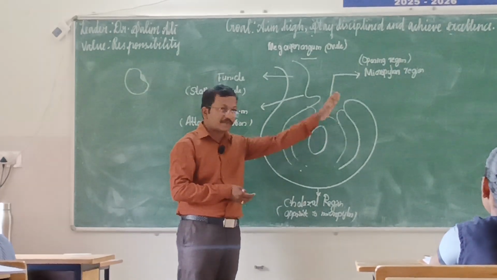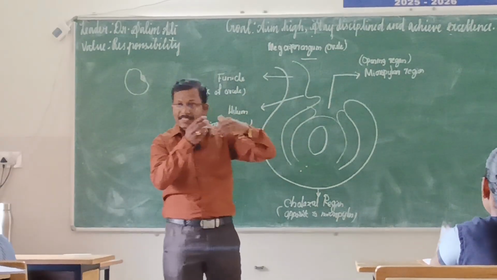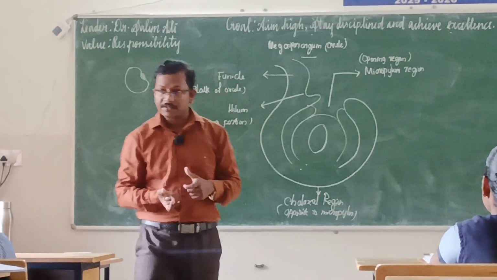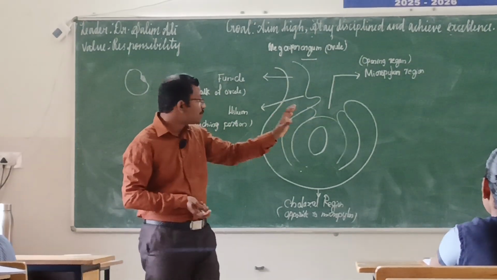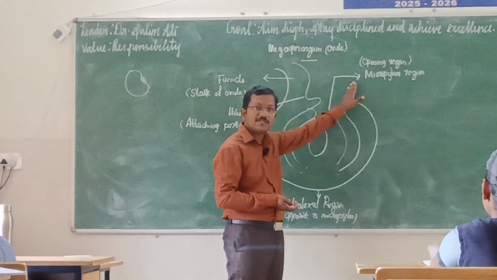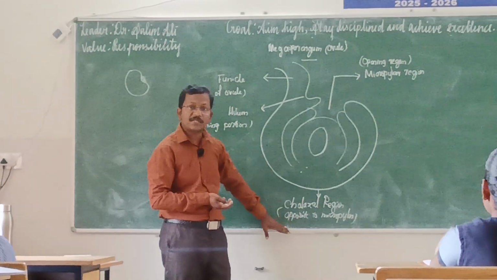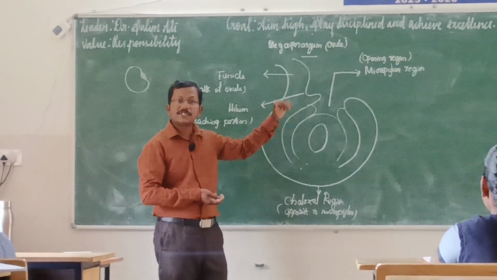Here some specific cells are there. Later we can discuss them after completing the structure of the ovule. After that we can discuss the differences between the micropylar and chalazal regions. So once again, the opening region is known as the micropylar region, and opposite to the micropylar region, that is the chalazal region. Is it clear? Any doubts in this area?